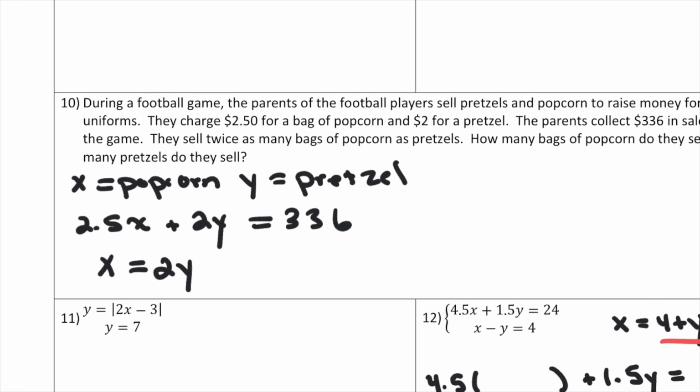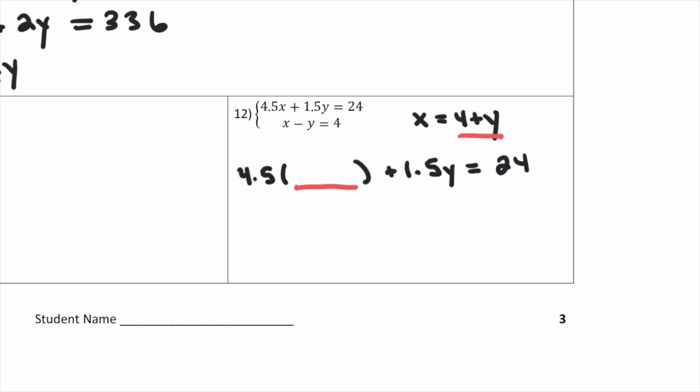Number 10, I've set up the problem for you. Take a look at, they sell twice as many bags of popcorn as pretzels. So the number of popcorn has to be bigger than the number of pretzels. We're going to multiply 2 times the bags of pretzels.